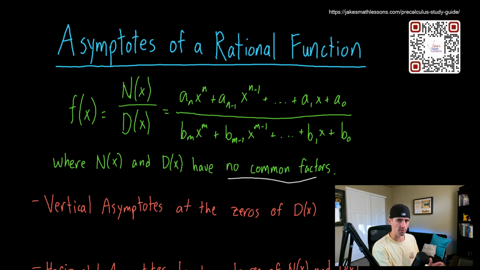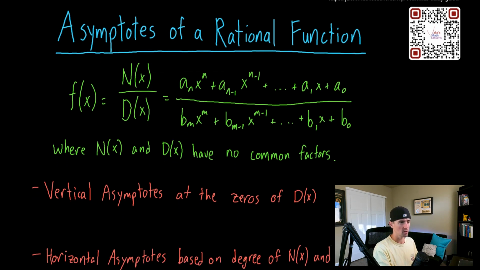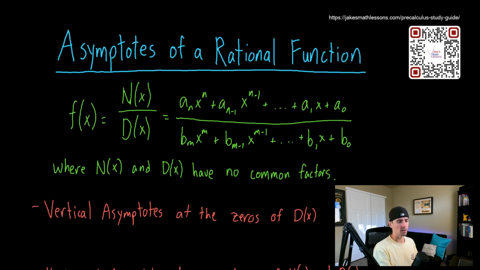There's some other stuff you want to keep in mind, which I touched on a little bit in one of my recent videos, but I think that's probably a topic for another video in itself. So maybe I'll make another video about holes, which is kind of what they create. But when you have no common factors, you can easily figure out the asymptotes of this rational function by using a couple specific rules. So let's first talk about vertical asymptotes before we get into the horizontal.